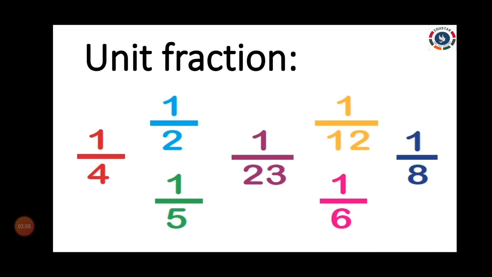And next, unit fraction. Here 1 by 4, 1 by 2, 1 by 5, 1 by 23, 1 by 12, 1 by 8, 1 by 6. You see here, what is common in all the fractions? 1 is common in all the fractions. So the numerator equal to 1 is called a unit fraction. You only look at the numerator. All the fractions have 1 in the numerator. So these fractions are unit fractions.